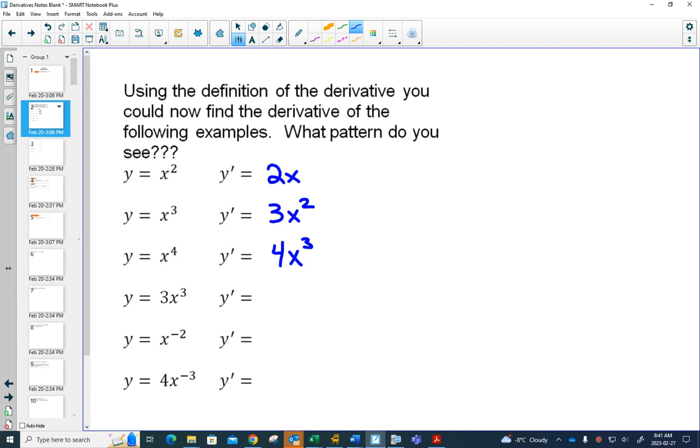See if what you think of your pattern works even if there's a number in front. With this number in front, this one would become 9x squared. So do you see how the pattern works even with the number in front? What about a negative exponent? This one wouldn't be very much fun with the definition of derivative. Another negative exponent.